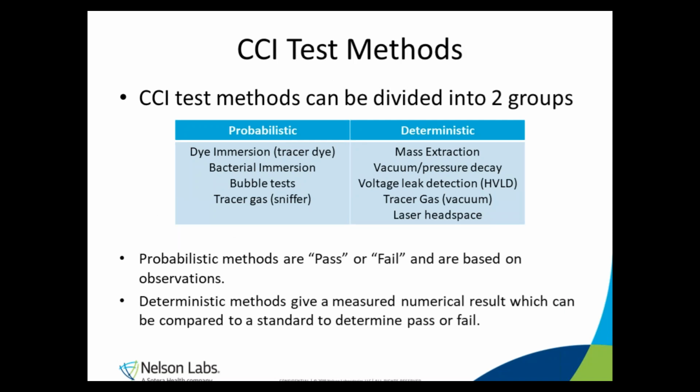CCI test methods are divided into two groups. The first group is probabilistic methods. These are methods where the result is a pass or a fail, and they're based on observations. The second group is deterministic methods. These are methods where the result is a measured number that can be compared to a standard value. In other words, my result of X is either higher or lower than a pass-fail threshold value. Above the number and the result is a fail. Below the number and the result is a pass.